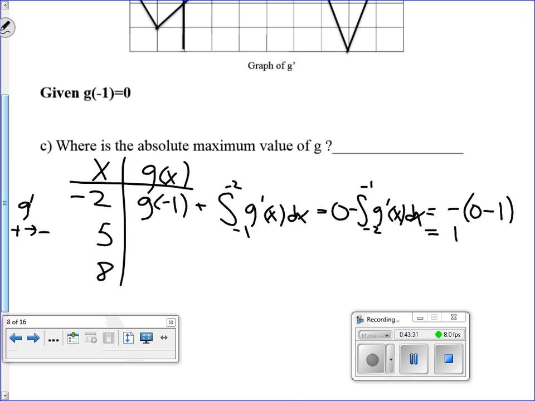To get g of 5, again, we start with g of -1, which is 0, and now the change from -1 to 5 by integrating the derivative.